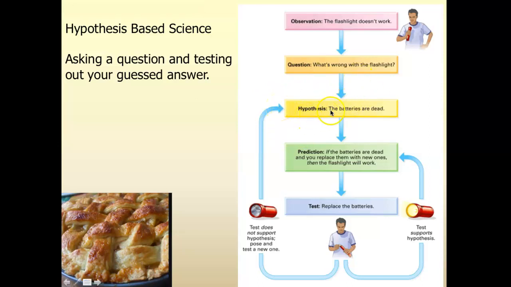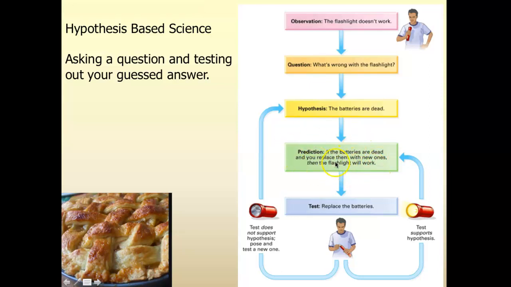So your hypothesis is the batteries are dead here. Then what do you predict, right? The prediction is, as you go through testing the hypothesis, you should be able to know what the outcome would be. The prediction is always in an if-then statement. If the batteries are dead and you replace them with new ones, then the flashlight will work, right? So this is a nice prediction.